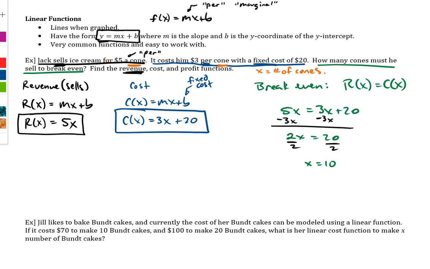I should have done that. But I think maybe we could have figured it out before then anyway. All right, so we do have x equals 10, and then let's put the unit, cones.